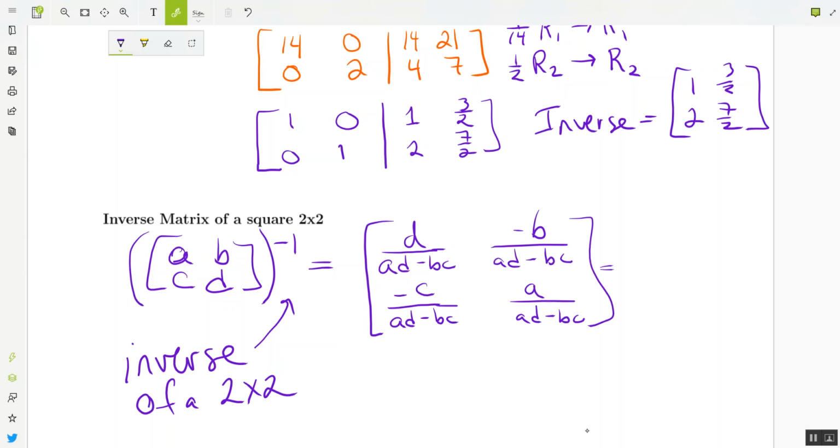And usually when we do this, we write it a little cleaner. We'll do it like 1 over AD minus BC, times the matrix D, negative B, negative C, A. So this is a second way to write this.